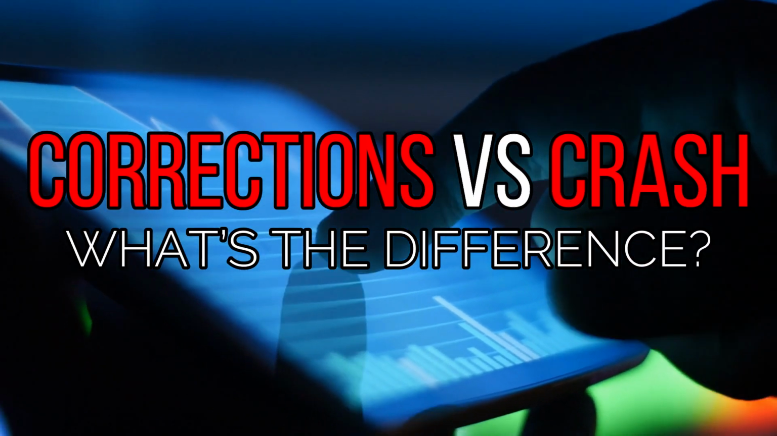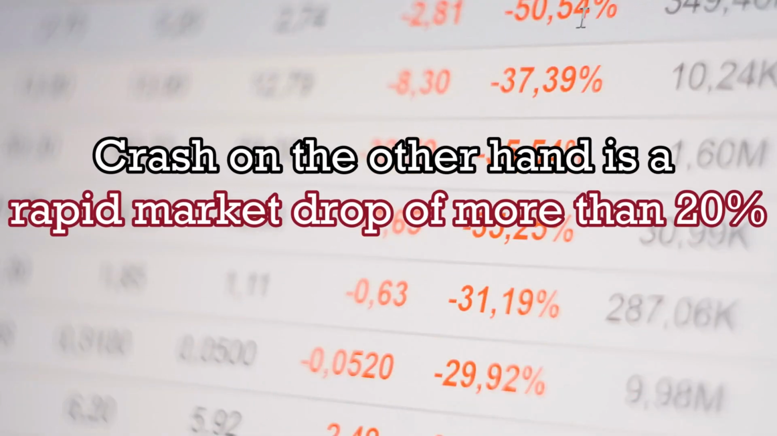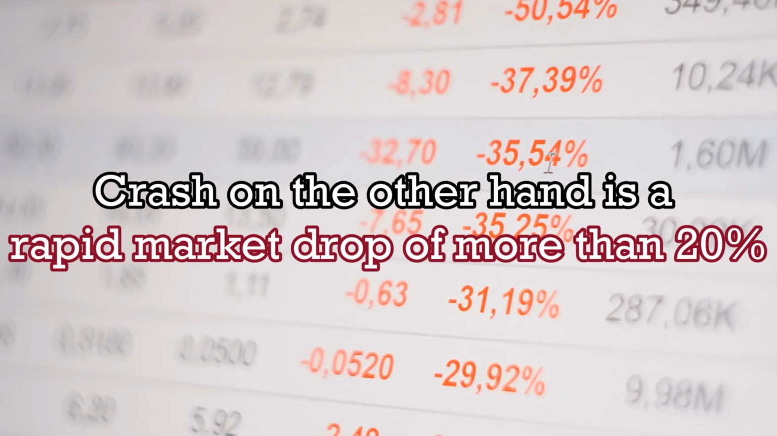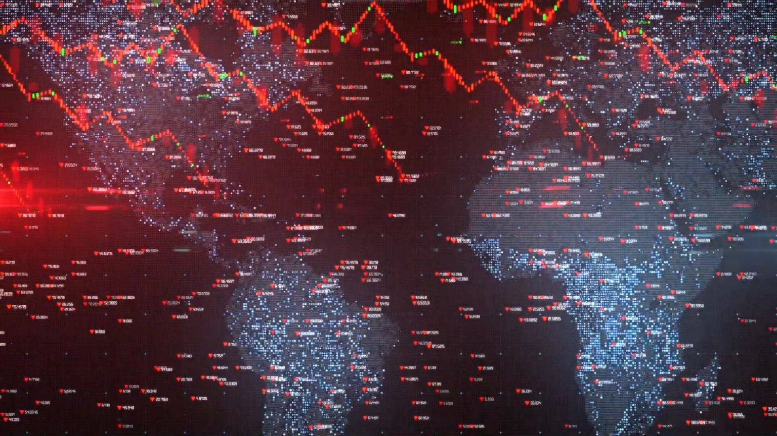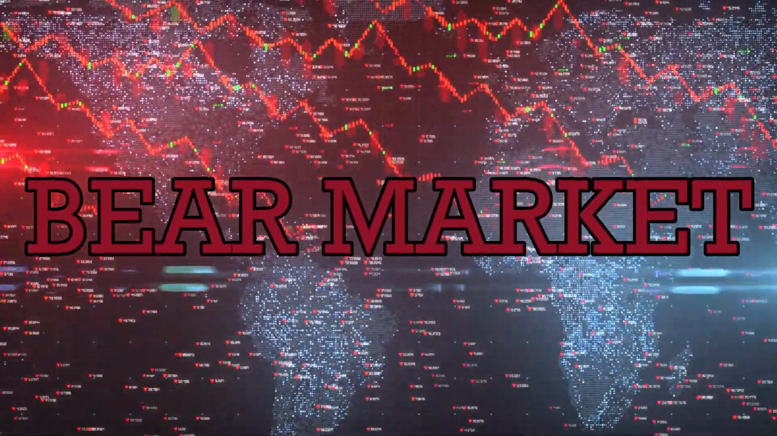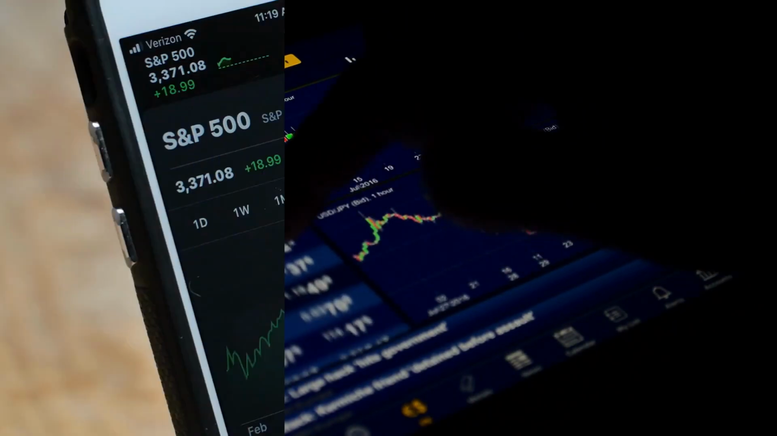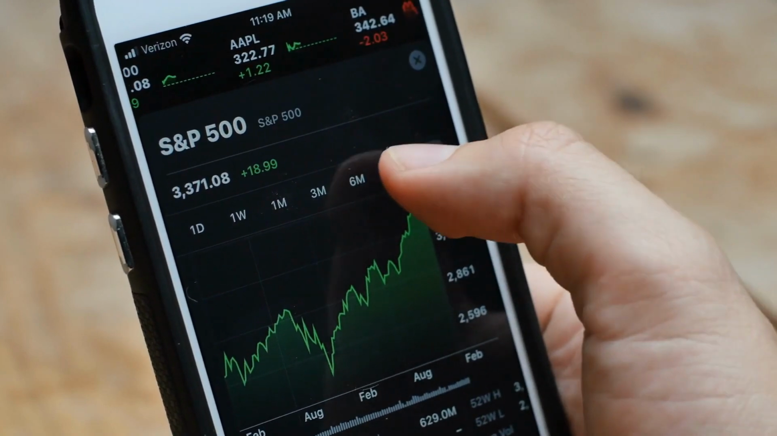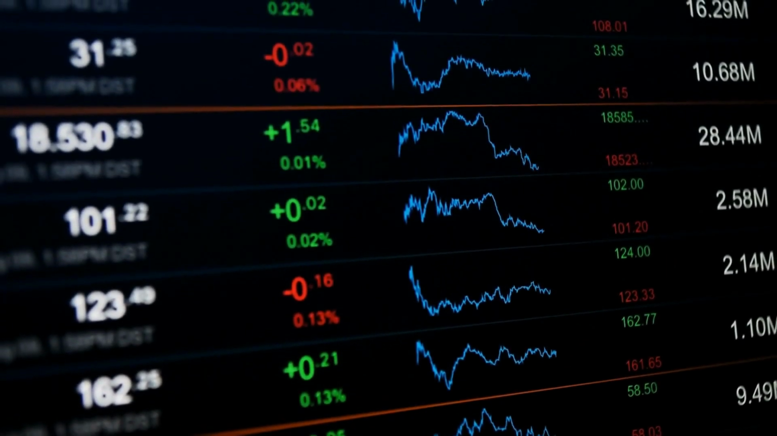Corrections versus crash. What's the difference? Now, while corrections are a drop of no more than 20%, a crash, on the other hand, is a rapid market drop of more than 20%. This drop could potentially last longer, which in turn is at risk of becoming what we call a bear market. A bear market is generally defined as a 20% decline from recent highs. In most cases, the term is used to refer to the performance of the S&P 500, which is often considered a standard measure of the market.